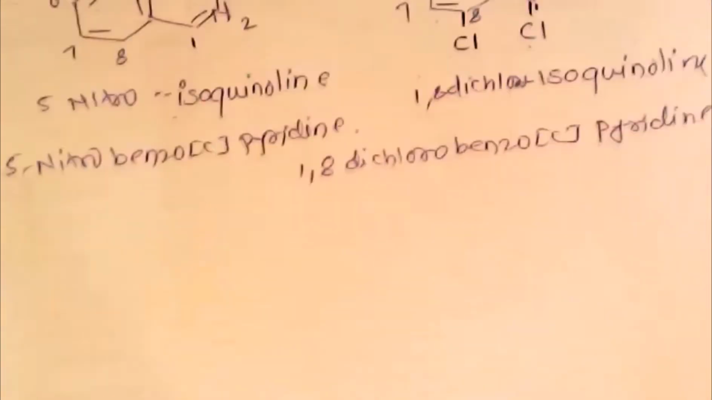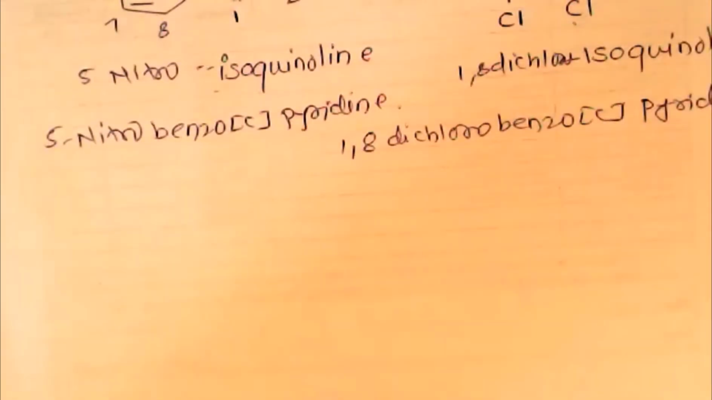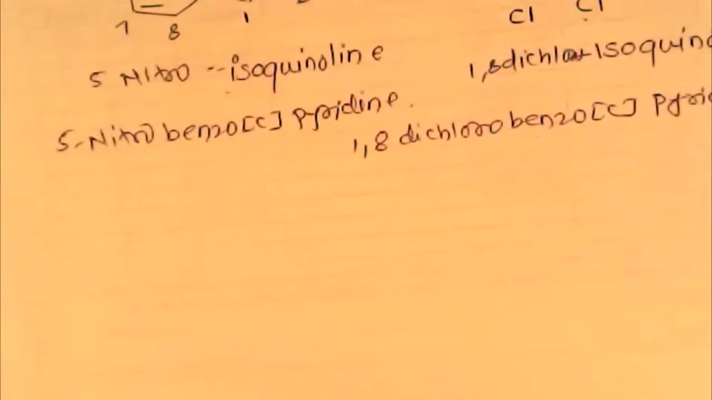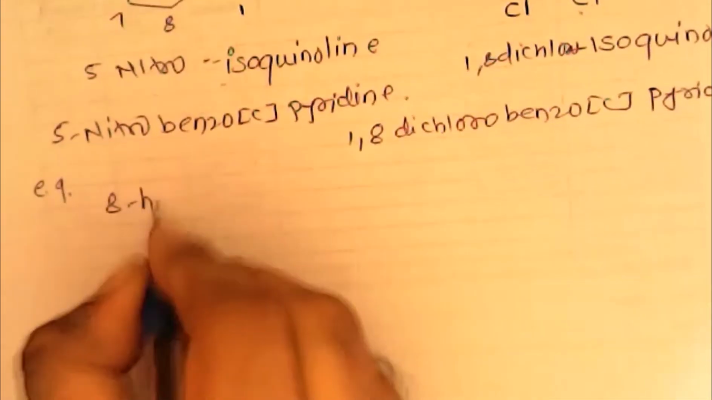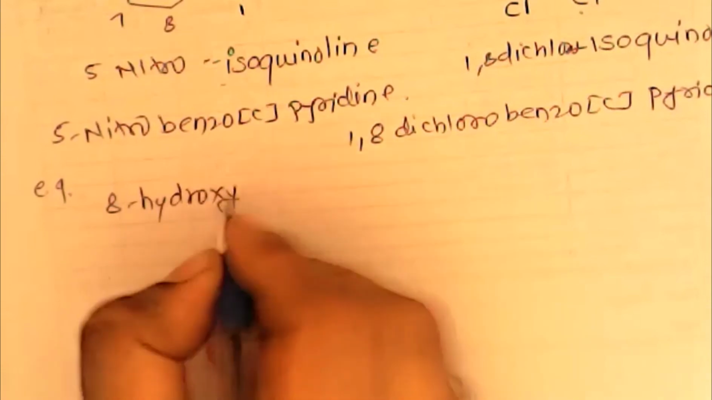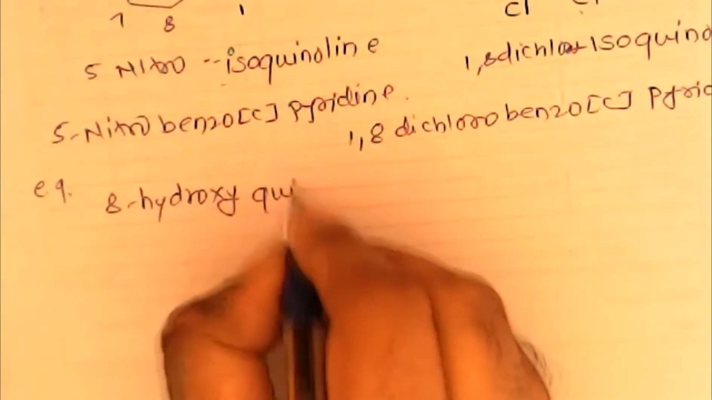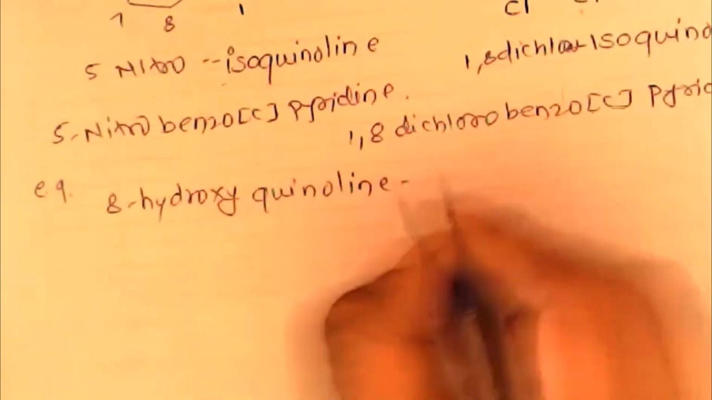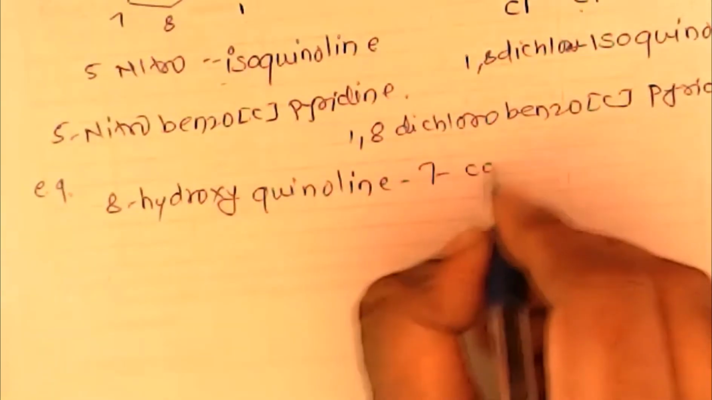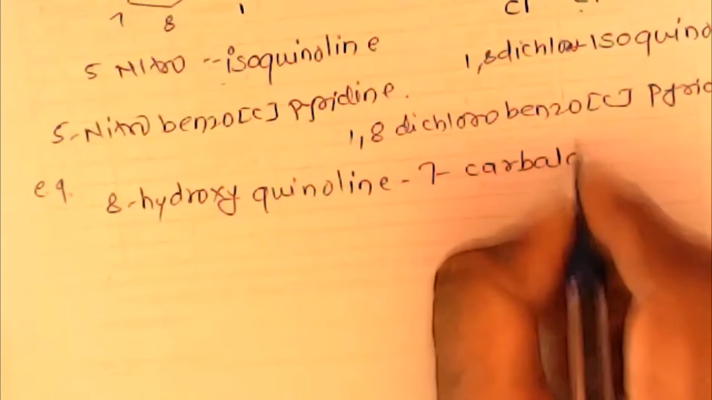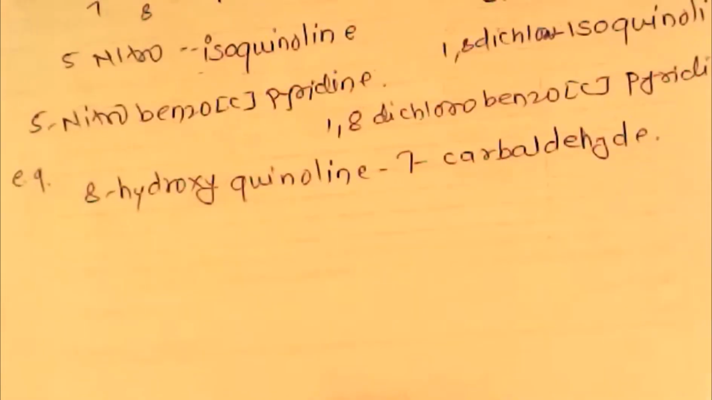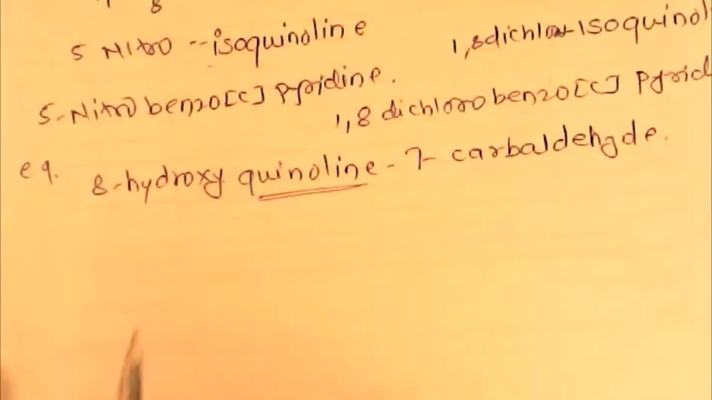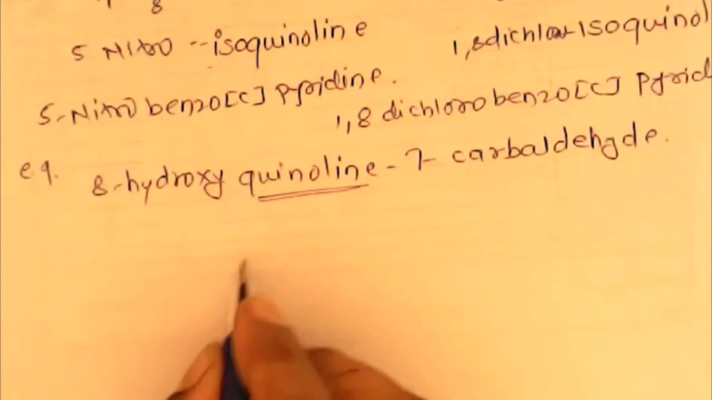Okay, the second question may be asked, that is draw the structural formula of the following compound. For example, 8-hydroxy quinoline 7-carbaldehyde. Okay, so we can just find out which is the parent, that is quinoline. So we can draw the structure of quinoline.